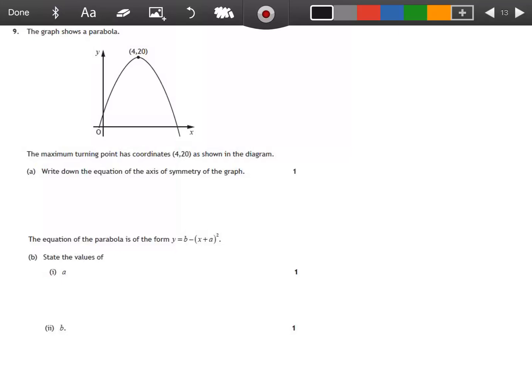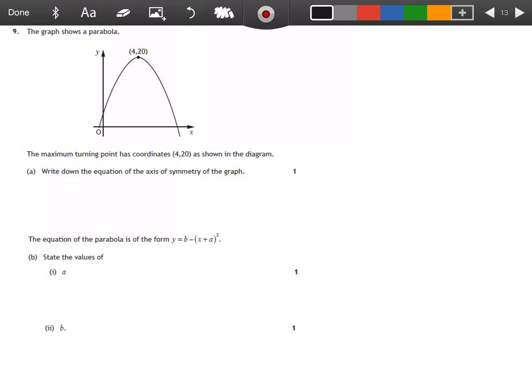Right, let's finish the second half of this 2019, the non-calculator paper. So number 9. Here's the parabola. Obviously this is a maximum, it's upside down to the normal ones that we look at. It's a maximum turning point, right?